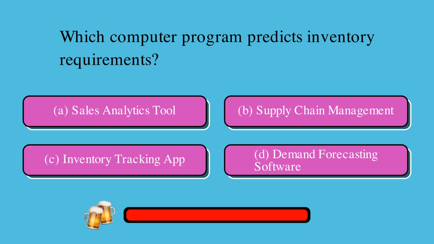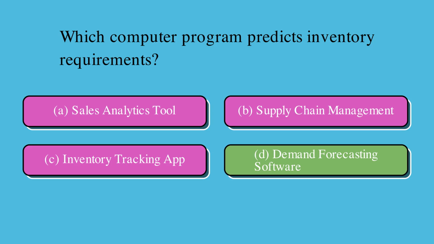Which computer program predicts inventory requirements? Is it A, sales analytics tool, B, supply chain management, C, inventory tracking app, or D, demand forecasting software? The correct answer is D, demand forecasting software.